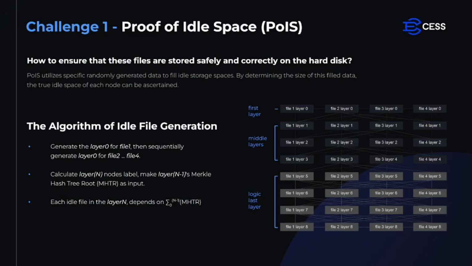Then we calculate layer n nodes label, where the root of the Merkle hash tree, MHTR, from layer n-1 is used as an input. This hierarchical structure ensures that each layer is validated based on the integrity of the previous layer, hence the n-1. Each idle file in layer n is based on the aggregated result of the Merkle hash tree roots from all the previous layers, ensuring that the integrity of the idle space is continuously verified through this multi-layered approach. By following this process, POIS ensures that idle space is accurately reported but also managed correctly, preventing misuse and maintaining the overall efficiency of the CESS storage network.